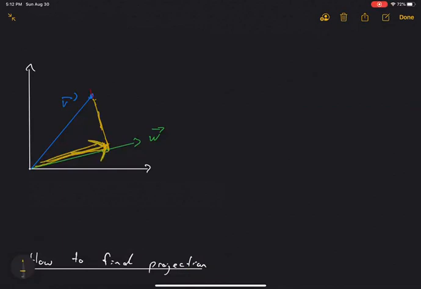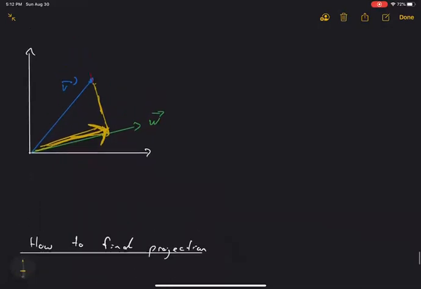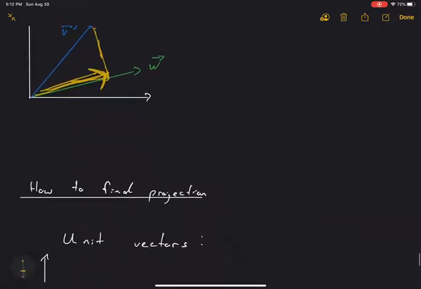It's like we're projecting v down onto w. So it's fairly straightforward terminology. Okay, so that's the idea of what it is. How do we find it?